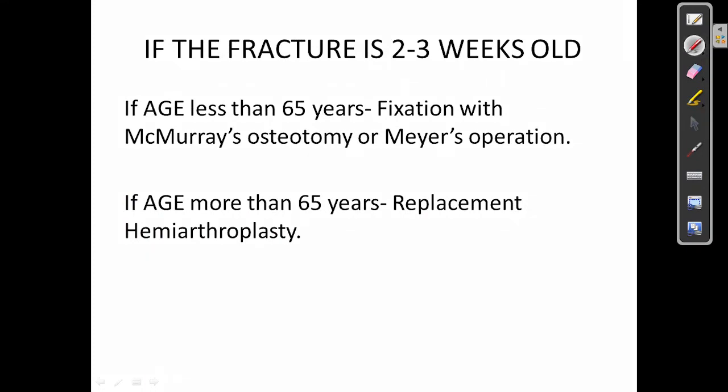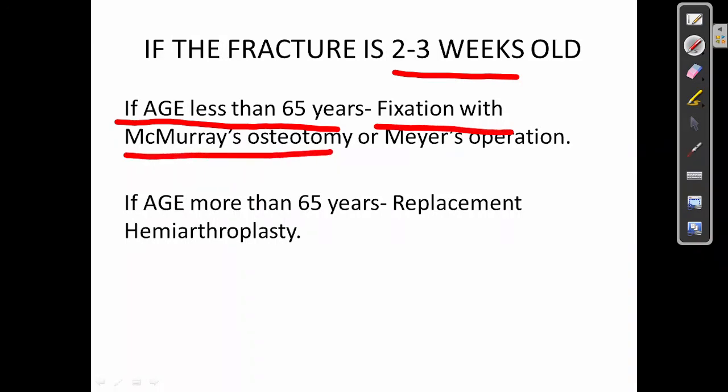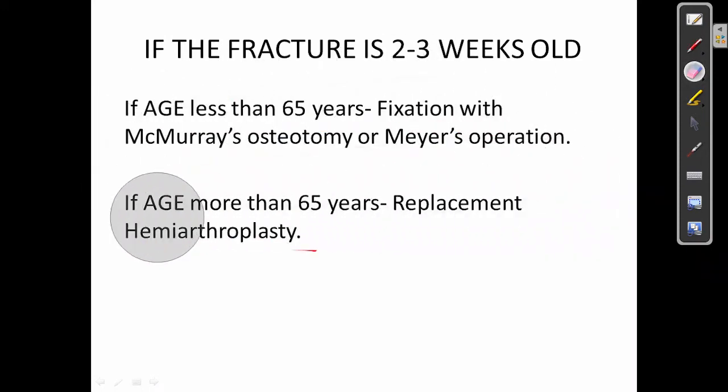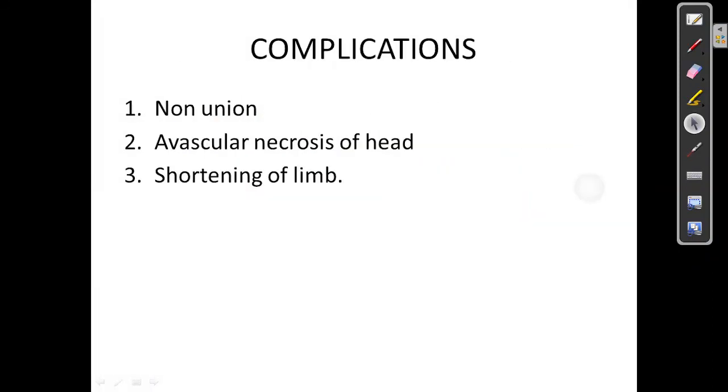And if the fracture is 2 to 3 weeks old, if age is less than 65 years, fixation with McMurray's osteotomy or Mears operation. And if the age is more than 65 years, replacement hemiarthroplasty. What are the complications? The complications are non-union, avascular necrosis of the head, and shortening of the limb.